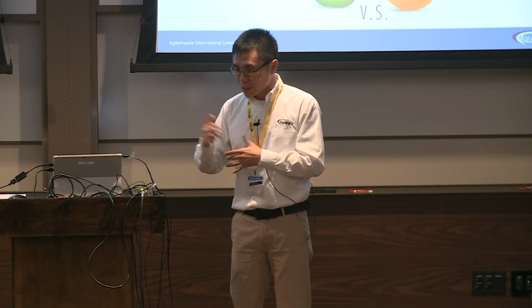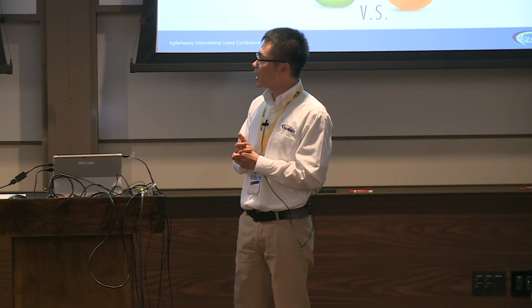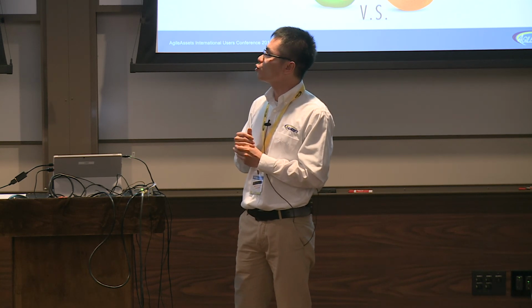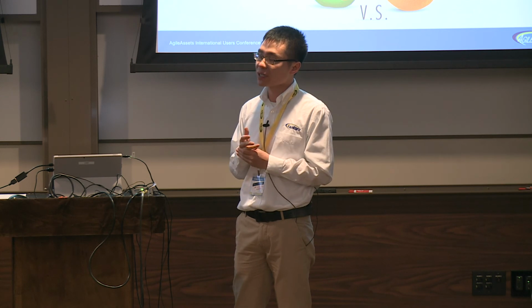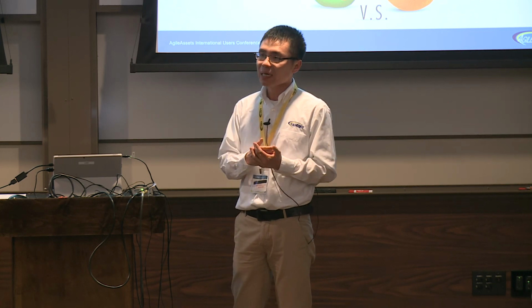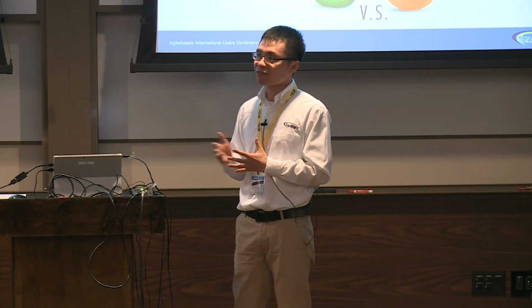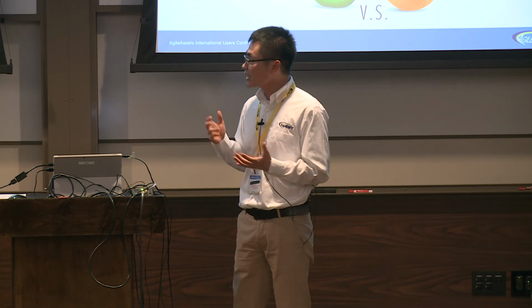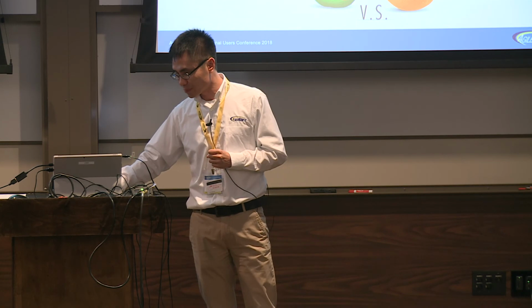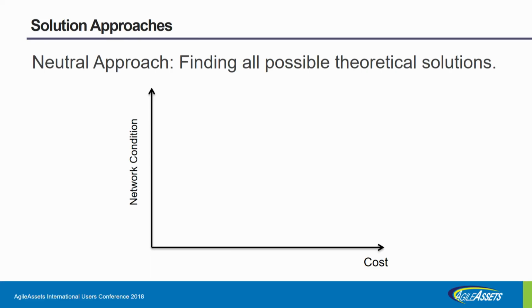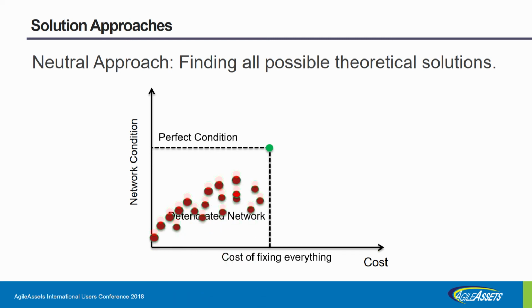So we all know that there is benefit to doing asset allocations, but how are we able to solve this problem? We all know that a lot of the time pavement and bridges have completely different objectives. And in this case, we are trying to compare apples and oranges. So the first approach is what we call a neutral approach.